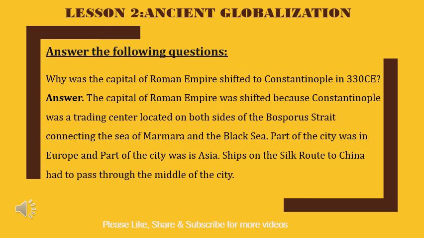Answer the following questions. Why was the capital of the Roman Empire shifted to Constantinople in 330 CE? Answer. The capital of the Roman Empire was shifted because Constantinople was a trading center located on both sides of the Bosporus Strait, connecting the Sea of Marmara and the Black Sea. Part of the city was in Europe and part of the city was in Asia. Ships on the Silk Route to China had to pass through the middle of the city.